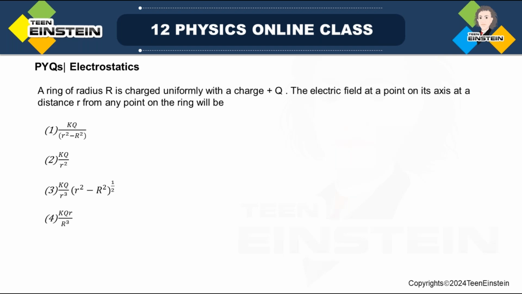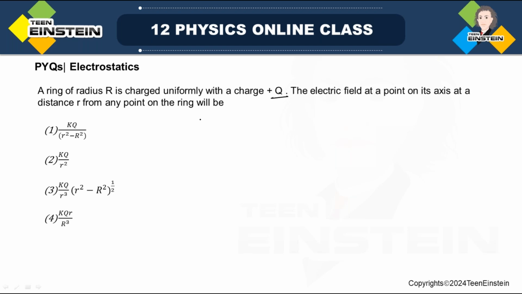Now this is a very interesting question. A ring of radius capital R, I'm sorry, a ring of radius capital R is charged uniformly with charge capital Q. The electric field at a point on its axis at a distance r from any point on the ring will be what, out of these 4 options? Just by seeing the options we may not be able to guess.